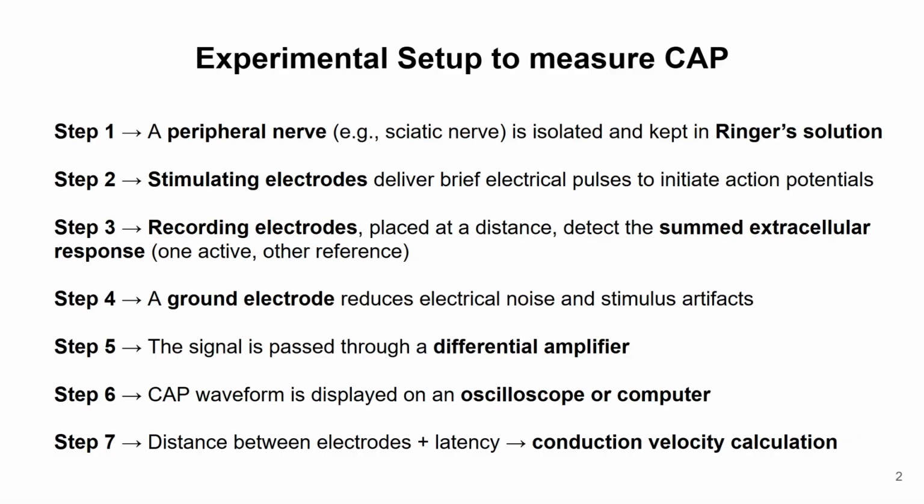Step 5, the signal is passed through a differential amplifier where the signal is amplified from a low range to a higher range. Step 6, the CAP waveform is displayed on an oscilloscope or a computer screen. And the last step, the calculation of the conduction velocity is done by measuring the distance between electrodes and the latency.